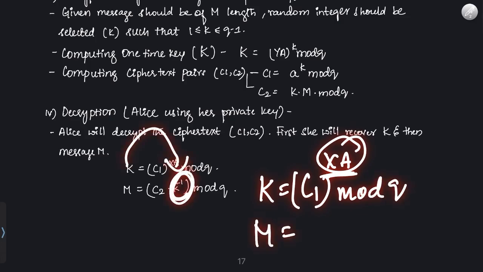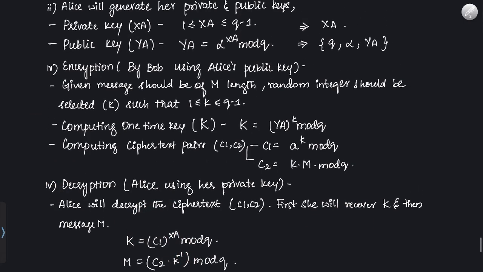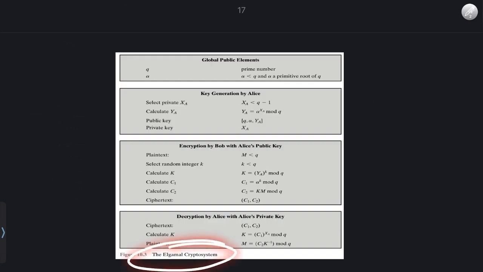And then in order to get the M value, we are making use of K here. Whatever K is obtained, we have to find the modulo inverse of that K. So it is C2 into K inverse mod Q. So that's how we get the decryption. So this was about the encryption and decryption. This figure speaks about the ElGamal crypto system.